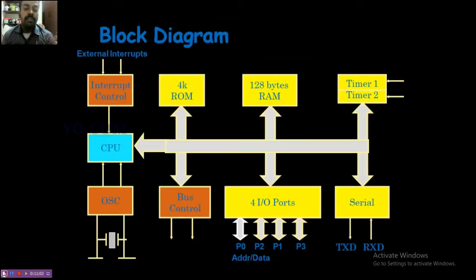Then this is a block diagram of the 8051 microcontroller. The microcontroller consists of 4 kilobytes ROM, 128 bytes RAM, 2 timers, and one serial port for serial communication, then 4 parallel IO ports, then bus control, then the oscillator. The oscillator has a crystal oscillator that is present outside. Then interrupt control, which receives the interrupt from external devices. All these devices are connected with the CPU by using a single line, a common bus, that is the internal system bus. So this is the block diagram.